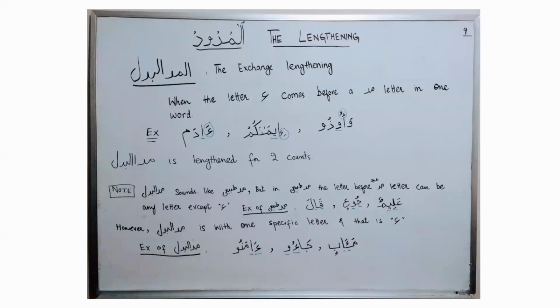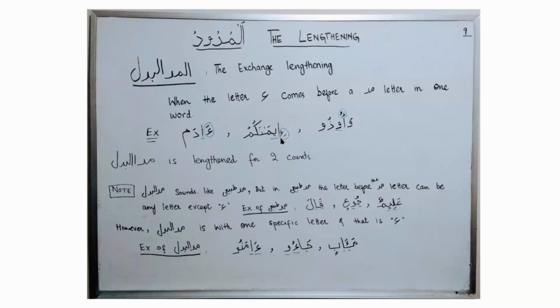Let's see the first one, which is maddul badal, the exchange lengthening. As we know, maddul badal falls under maddul far'i. So this mad is caused by letter Hamza, and maddul badal occurs when there is Hamza followed by a mad letter in the same word. We can see some examples here where we can see letter Hamza in all these examples with the fatha, kasra, or dhamma is followed by the mad letters.